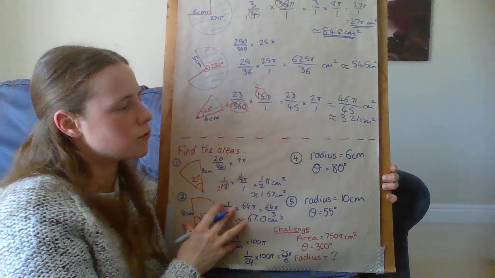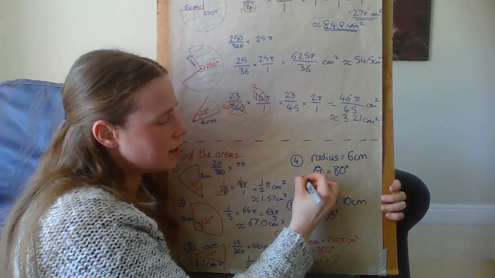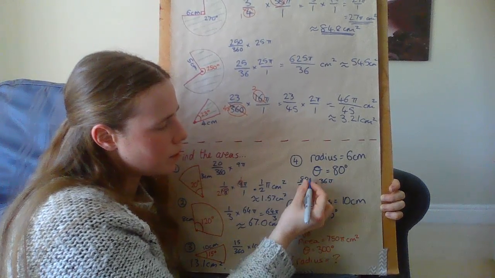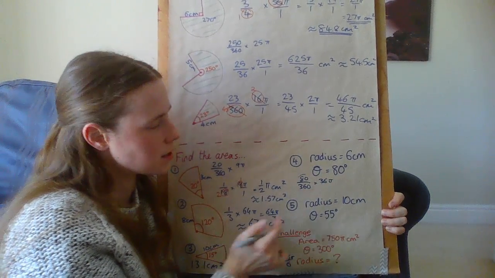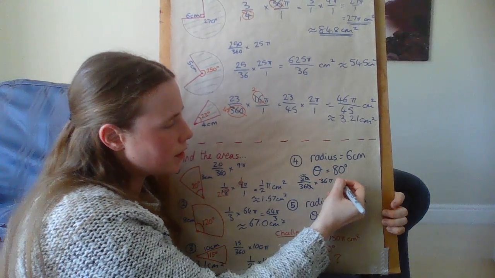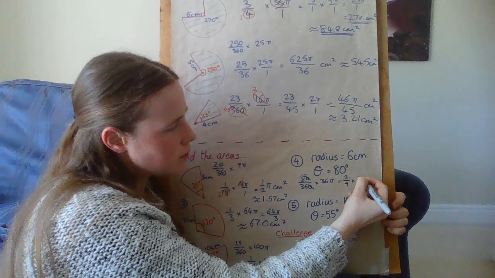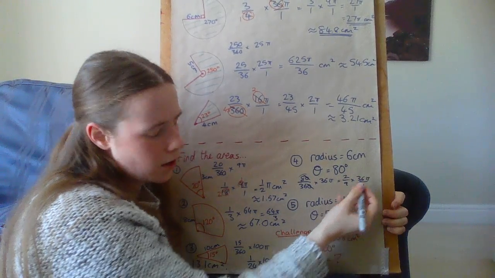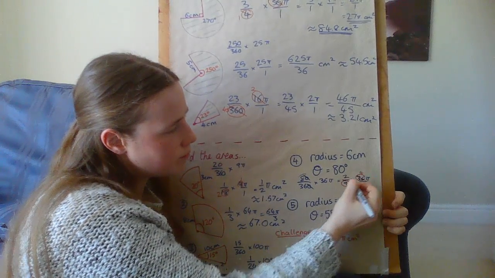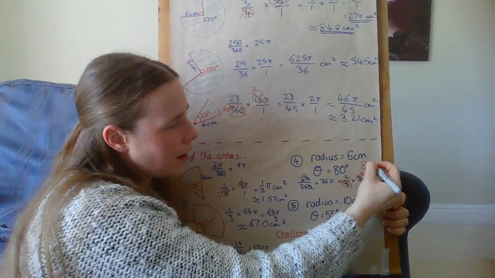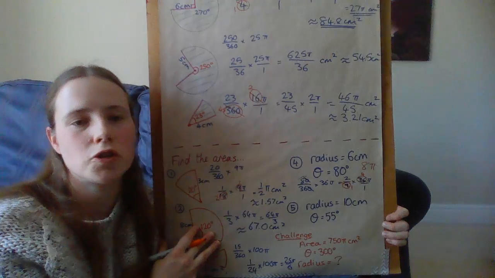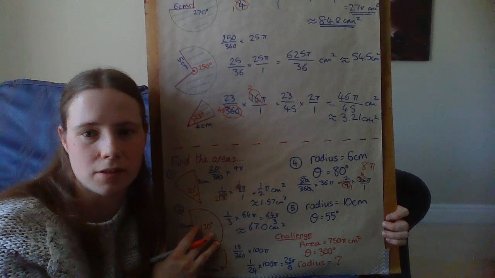Okay, next one. For question number 4, we're going to do 80 over 360 times 36 pi. Okay, we can cancel down the 80 over 360 to 8 over 36, and then we can divide both of them by 4, and we can get 2 over 9 times 36 pi. The 9 and the 36 cancel now. We can divide that by 9 and that by 9, and we end up with 8 pi. If you did that to 3 significant figures, you should have got 25.1 centimetres squared.